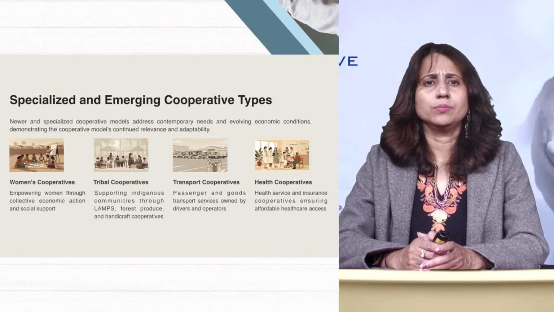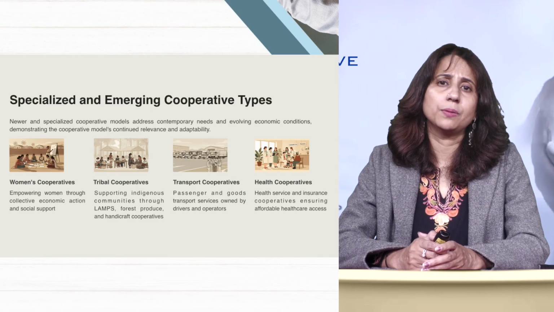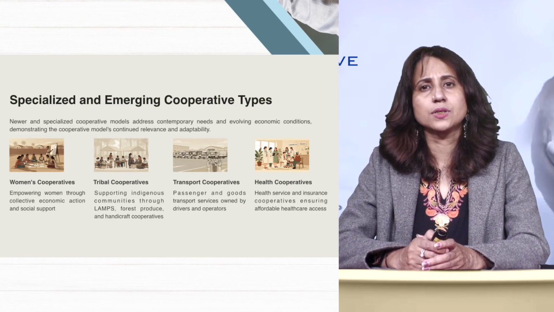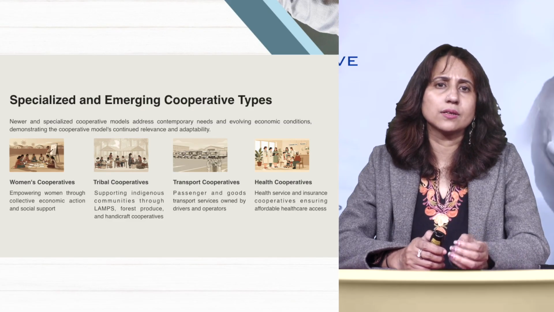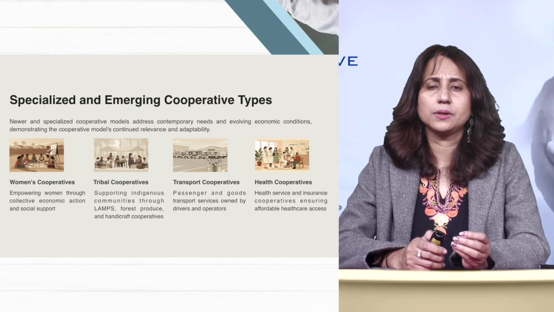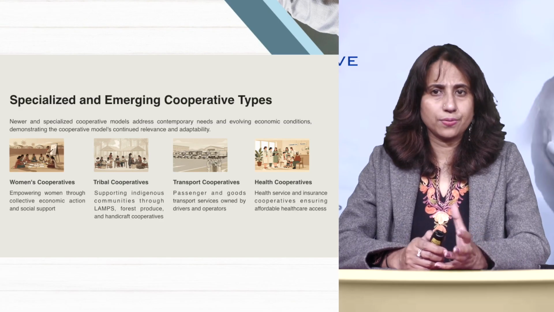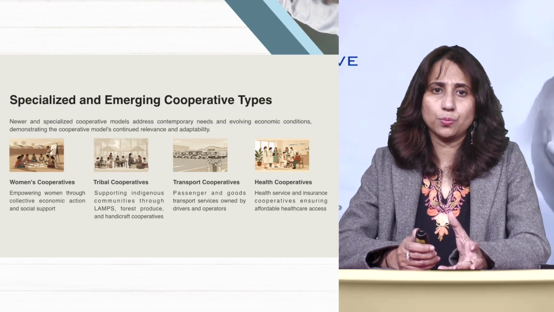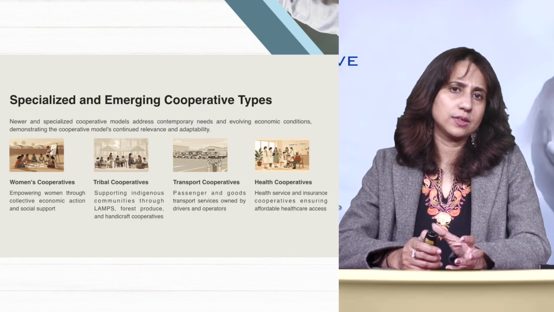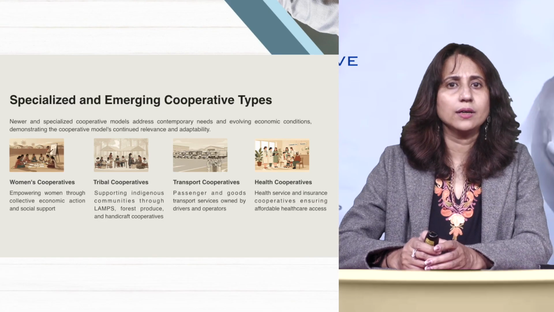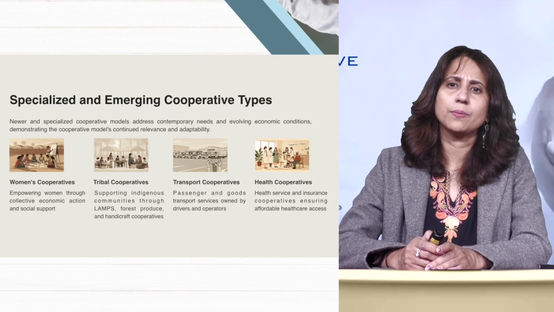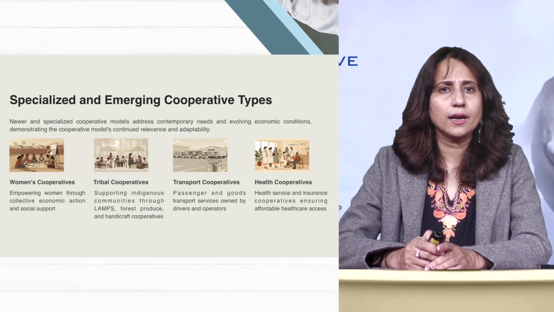Then there are large scale multiple purpose tribal cooperatives, in short we call them LAMPS. So LAMPS provide integrated services including credit, input supply, marketing of tribal produce, like forest products, agricultural produce, handicrafts. So consumer goods distribution and sometimes processing facilities are provided by these cooperatives. And this one-stop cooperative addresses multiple needs of tribal communities in remote areas.